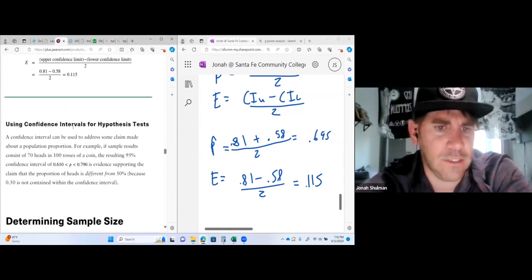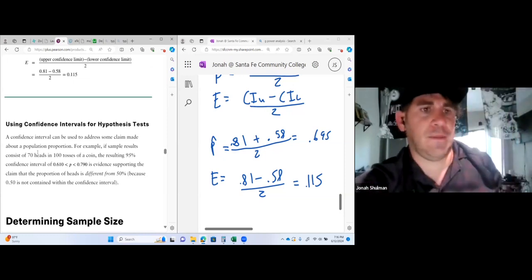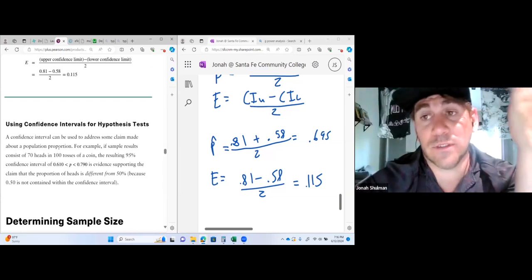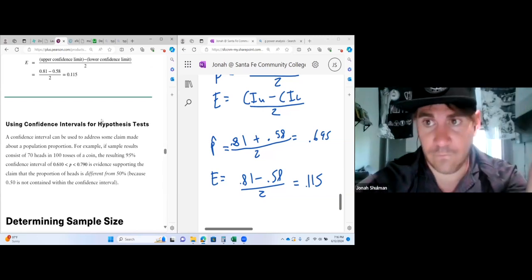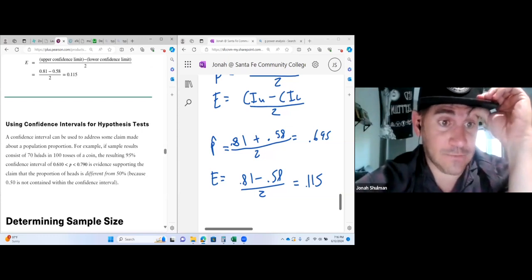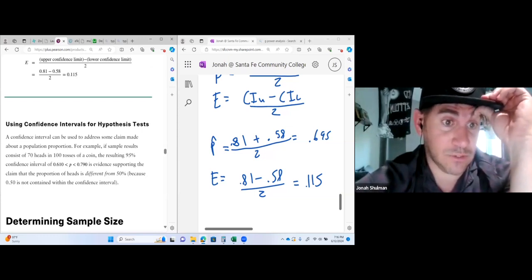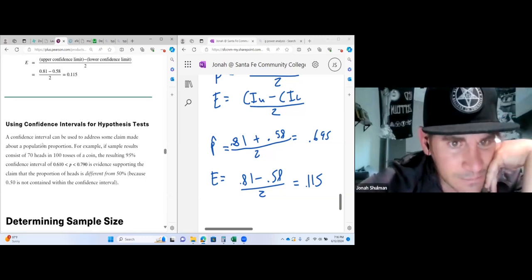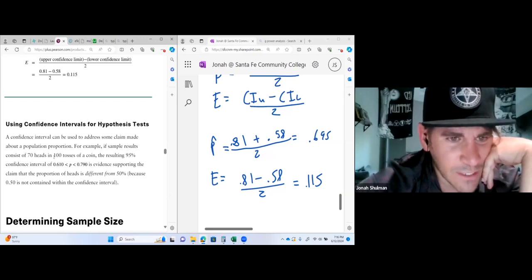Nice. All right, and final. A confidence interval can be used to address some claims made on the population proportion. This is the most important thing. This is what we really use it for, or the way I've always used it. So, for example, a sample consists of 70 heads in 100 tosses. The resulting confidence interval is evidence supporting the claim that the proportion of heads is different from 50% because 70 heads out of 100 tosses is saying that it's between 0.61 and 0.79.